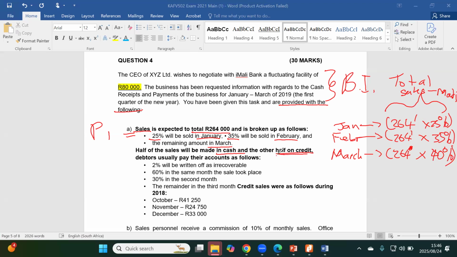We want to know how they are going to be dealing with their credit sales. So debtors usually pay their accounts as follows. 2% will be written off as irrecoverable, then 60% in the same month the sale took place, 30% in the second month, and then the remainder in the third month. Credit sales were as follows during 2018. Sorry, the remainder in the third month.